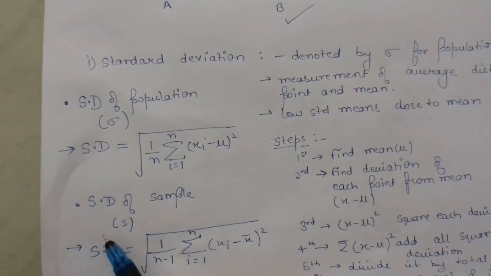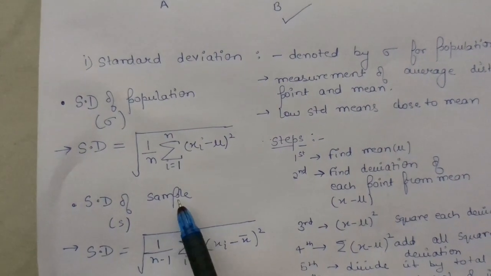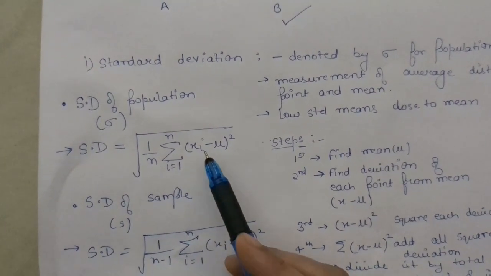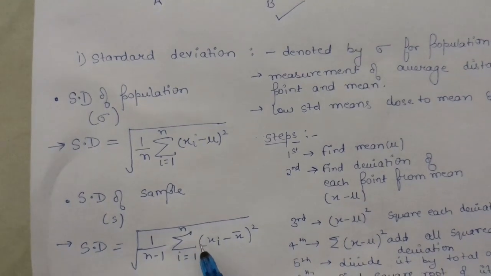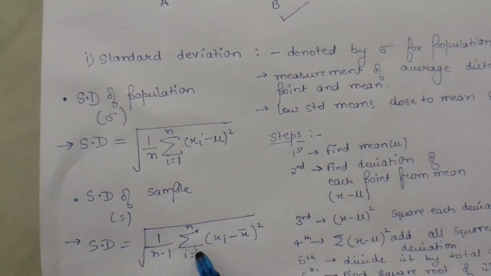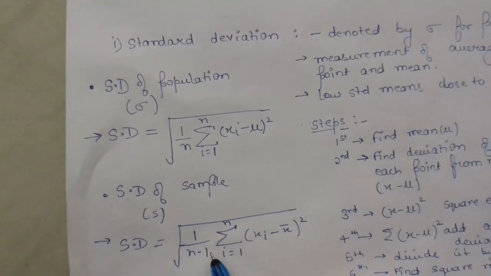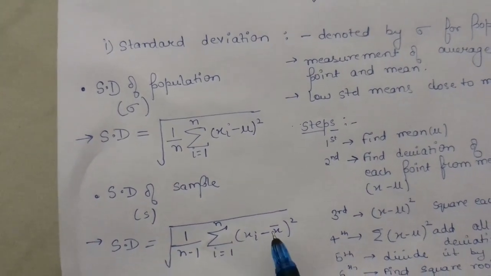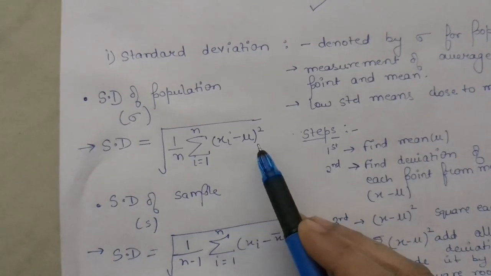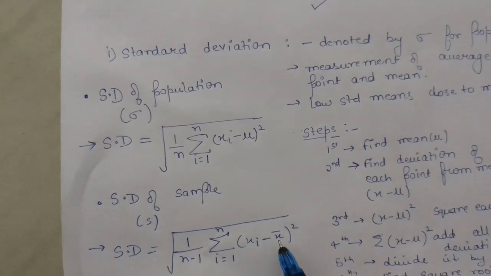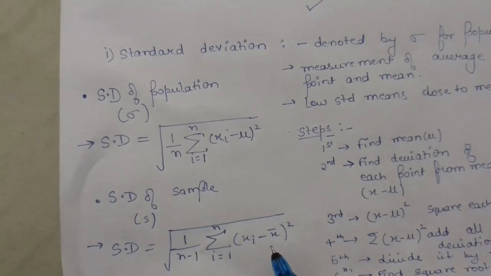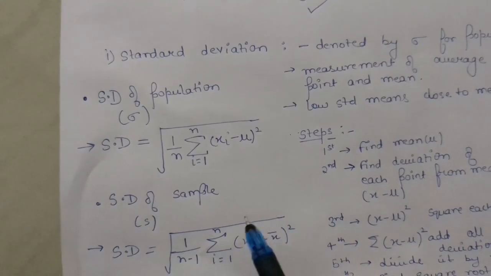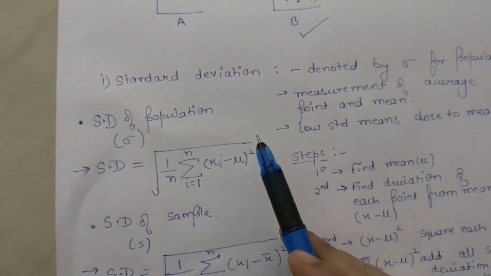Now what is the formula for standard deviation of a sample? There is not much difference between the formula of standard deviation of population and standard deviation of sample. You only have to subtract 1 from the total number of observations, and instead of the population mean you have to take the sample mean. This is the only difference in the formula of standard deviation of sample and standard deviation of population.